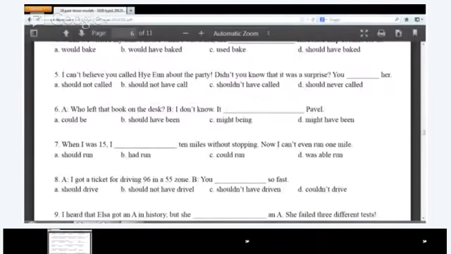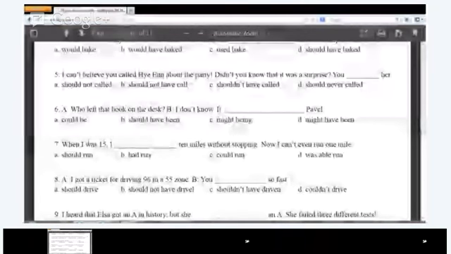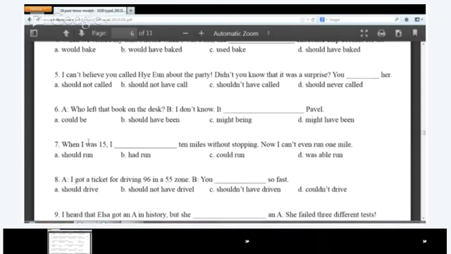I can't believe you called Hai Yun about the party. Didn't you know that it was a surprise? You should not have called her.